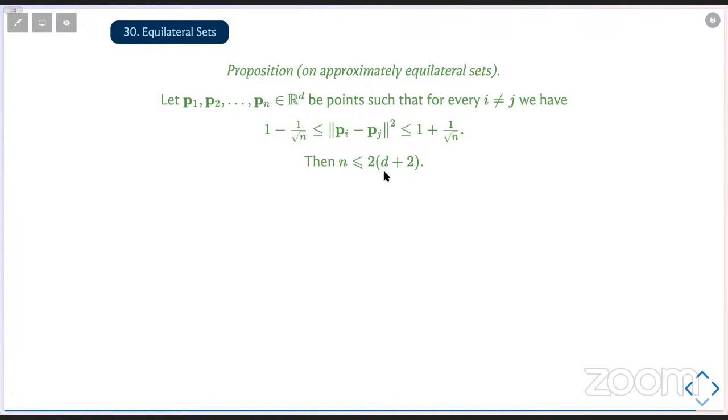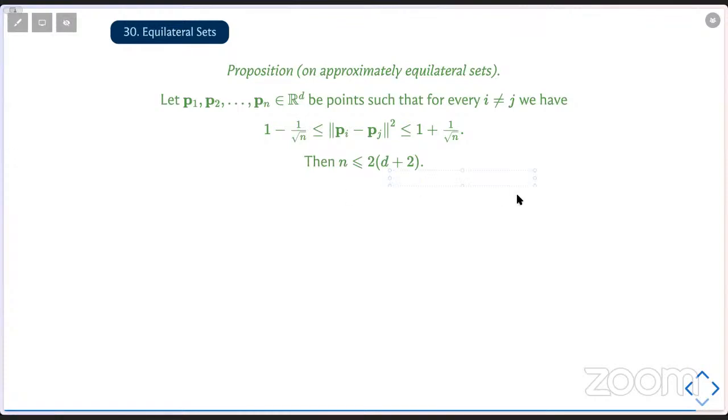Is there a point set that achieves this bound? Is there an approximately equilateral point set that achieves this bound? It may be worth thinking about, say, d equals 2. That becomes what we want: a collection of 8 points, which are all within 1 plus or minus 1 over square root of 8 apart. Because we want to see if this bound is actually tight.